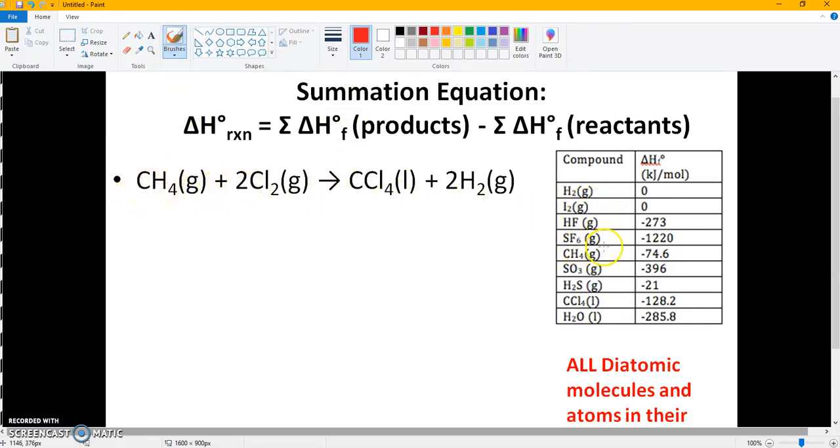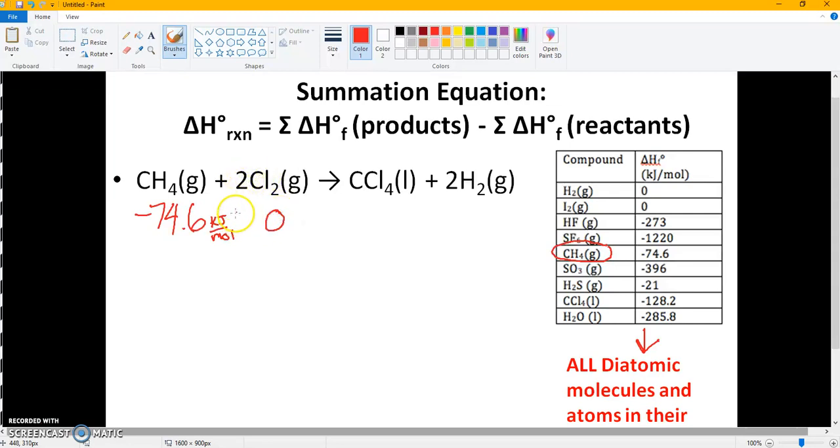I look over here, methane gas is right here, so I'm going to have a negative 74.6 kilojoules per mole of energy. That's how much energy it takes to form methane. Chlorine, I look over here, and chlorine is not there. But what's special about chlorine? Oh yeah, it's diatomic. And if it's diatomic, that means it is 0.